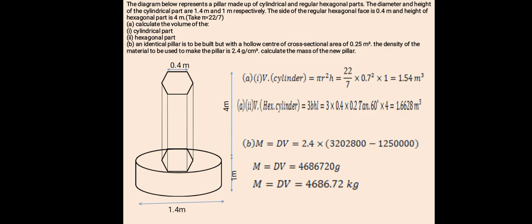Now we can find the height by taking 0.2 times 60. Therefore, the base area of the hexagonal part is 3 times 0.4 multiplied by 0.2 times 60, and then multiplied by the length of the pillar, 4 meters. We get the volume to be 1.6628 meters cubed.